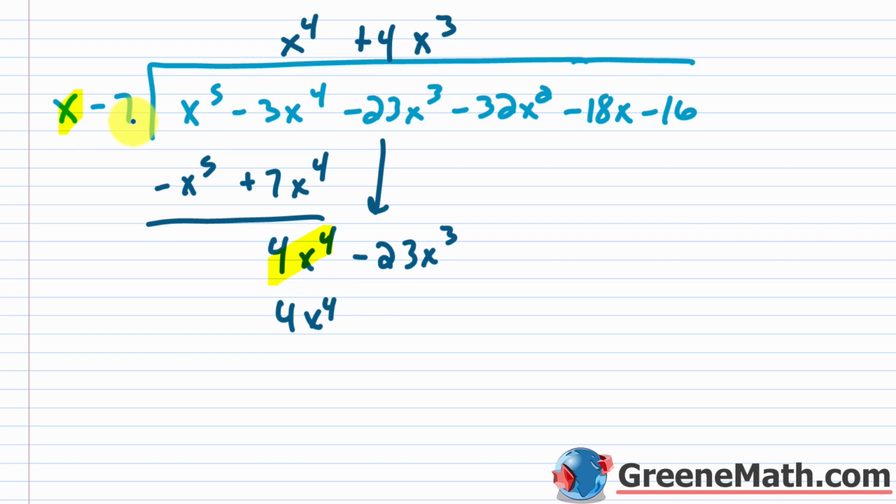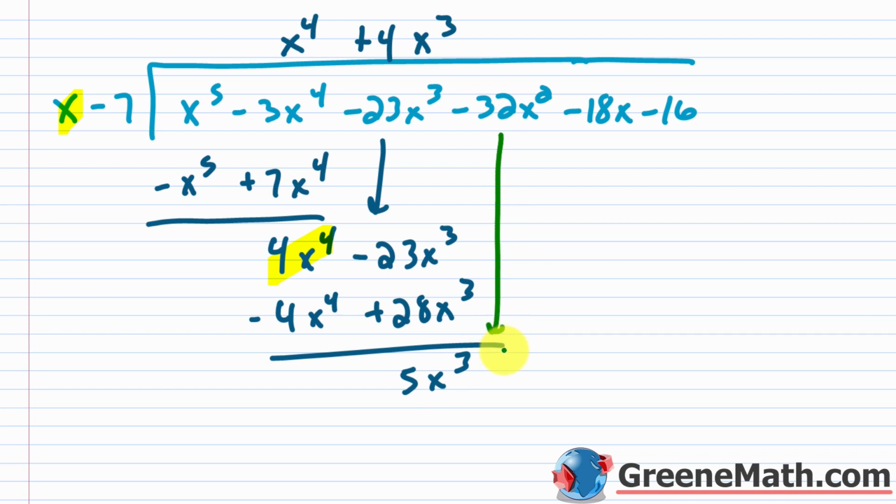Then 4x cubed times negative 7 would be minus 28x cubed. I'm going to change this to plus and this to minus. Let me make that a little bit cleaner. Of course, 4x to the 4th power minus 4x to the 4th power is 0. Negative 23x cubed plus 28x cubed would be 5x cubed. Let me change colors here. And let me bring this down. So we'll have minus 32x squared there. Again, I'm going to do leading term into leading term. Didn't mean to erase that.